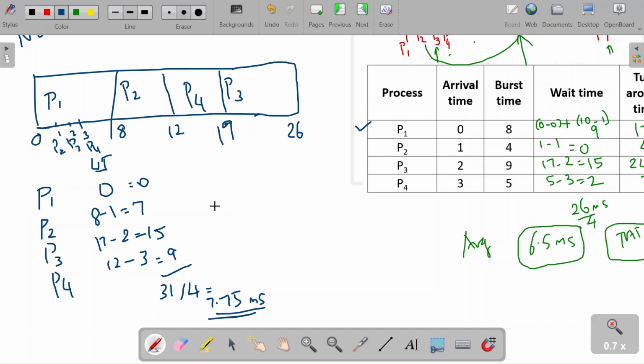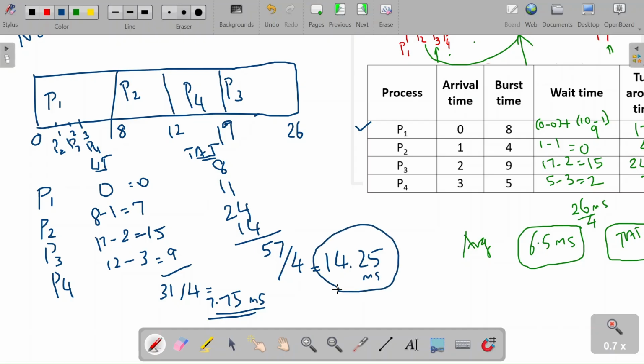When the wait time increases, obviously there is an increase in your turnaround time, because turnaround time is nothing but wait time plus burst time. Add the burst time. For P1 the burst time is 8, so 0 plus 8, 8. For P2 it is 4, so 7 plus 4, 11. For P3 it is 15 plus 9, 24. And P4, 9 plus 5, 14. So when you add these, we have 57. 57 divided by 4 gives 14.25 milliseconds. So this is the average turnaround time.